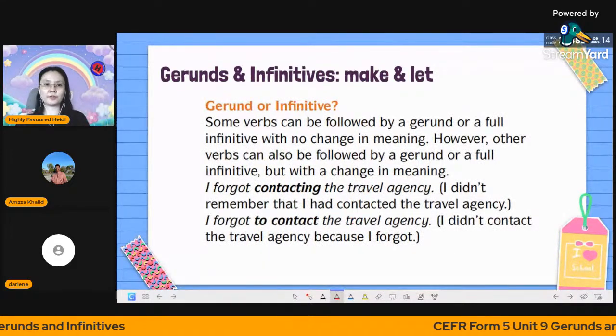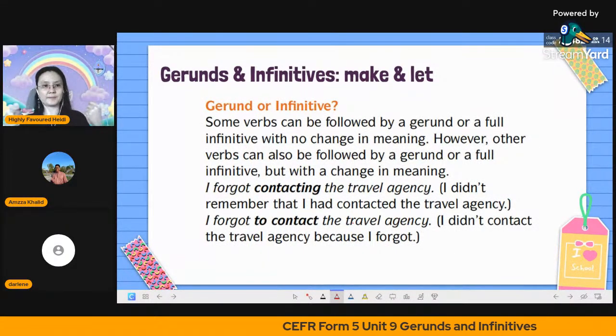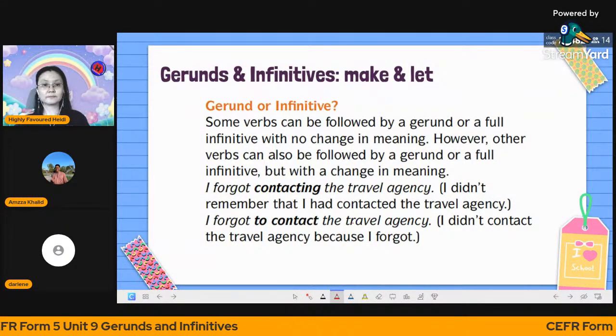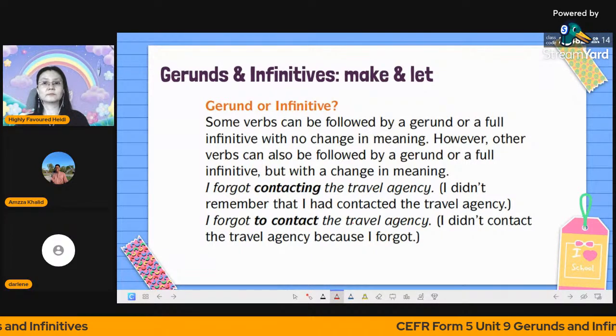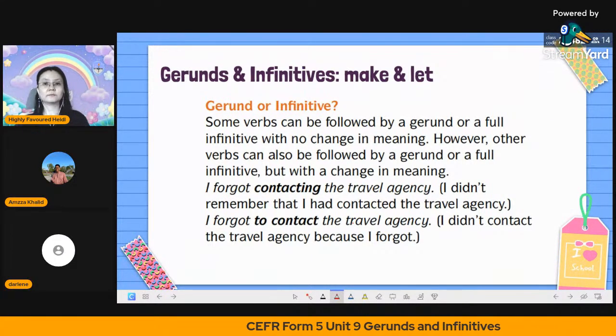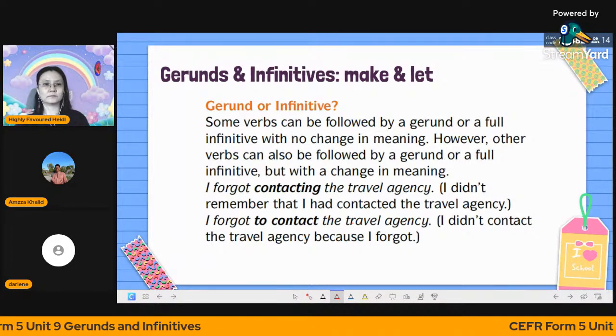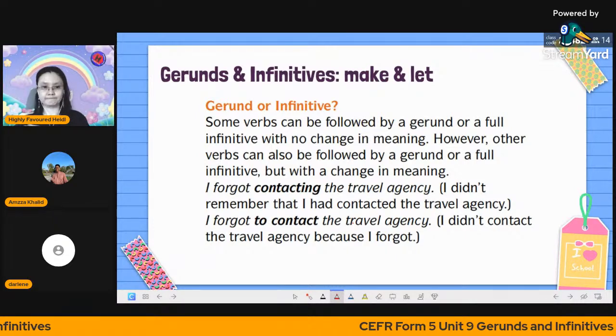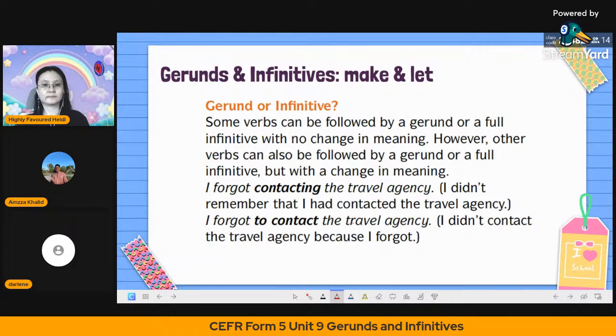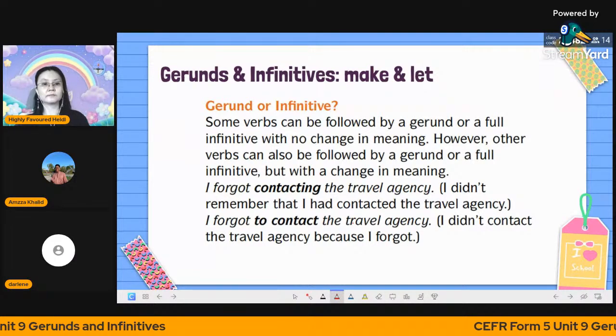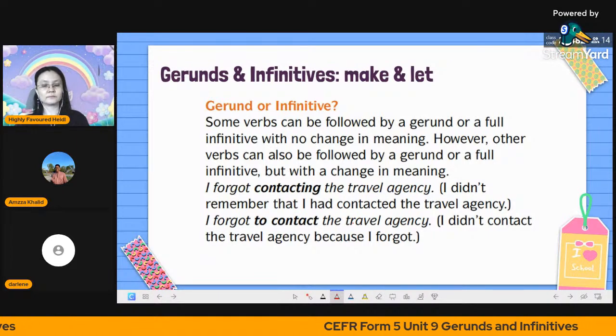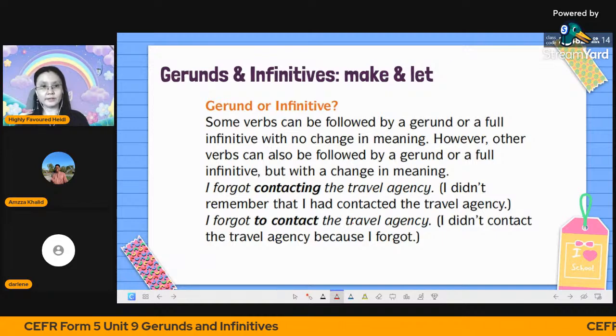Okay, now gerund or infinitive. Amza, can you please read? Some verbs can be followed by a gerund or full infinitive with no change in meaning. However, other verbs can also be followed by a gerund or a full infinitive but with a change in meaning. I forgot contacting the travel agency. I didn't remember that I had contacted the travel agency. I forgot to contact the travel agency. I didn't contact the travel agency because I forgot. Okay, so you see the difference.